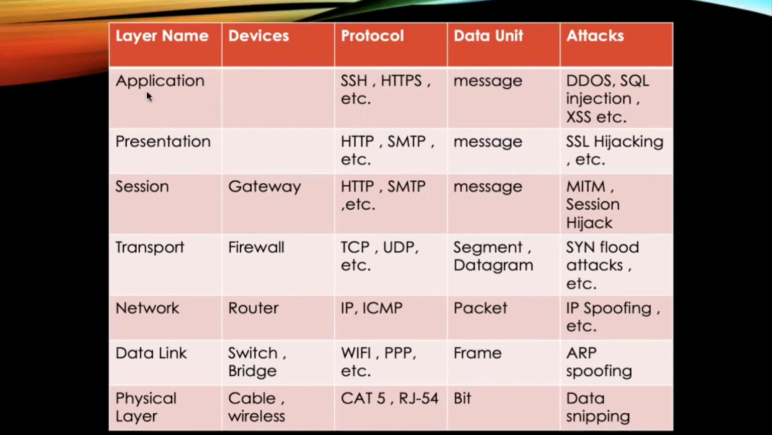The upper layers of the OSI model, that is application, presentation, session, and transport, mainly deal with application related issues, and they are implemented in software. The other layers, network, data link, and physical, are mainly hardware. They are implemented in hardware. For example, for data link we have a switch, and for the physical layer we have cables. These are all hardware.